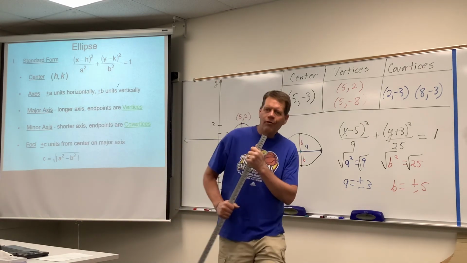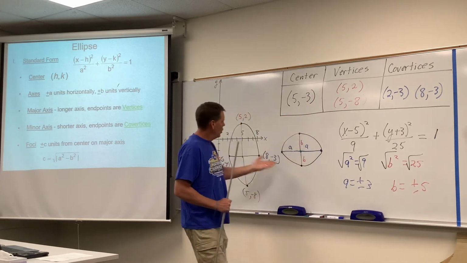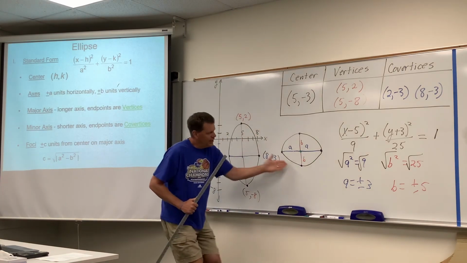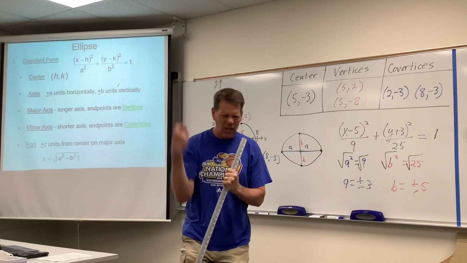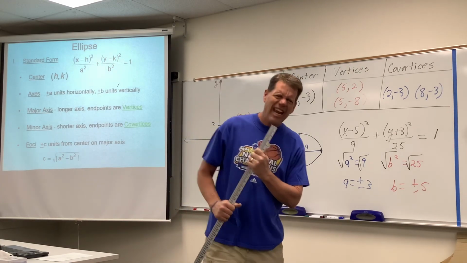Co-vertices, co-vertices, out from the center but not as far as the vertices. Graphing ellipse, so hold the dips. Teacher equips, so get a grip. On minor axis, that's what the fax is. Co-vertices.